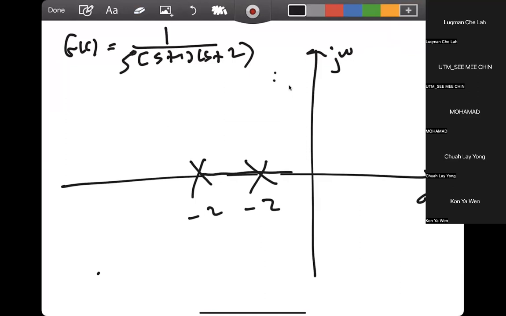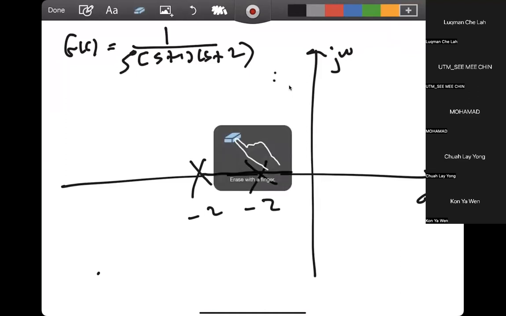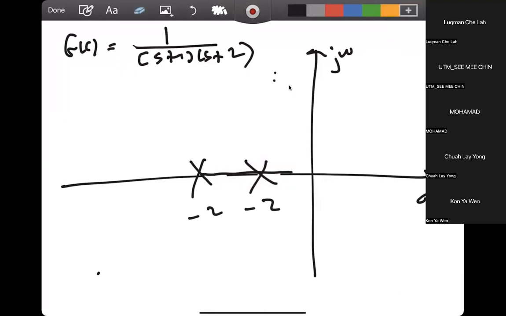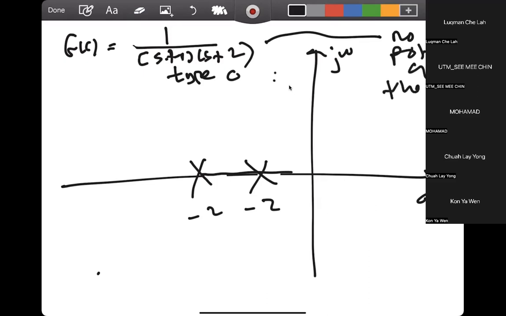So this is an example of type 0. Okay. Type 0. There are no poles at the origin. Okay. Type 0. Okay.